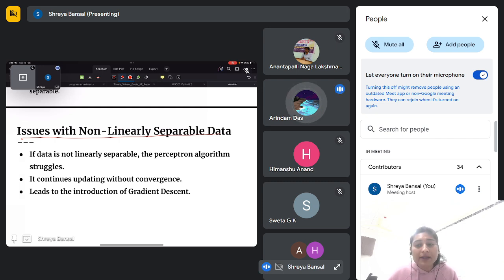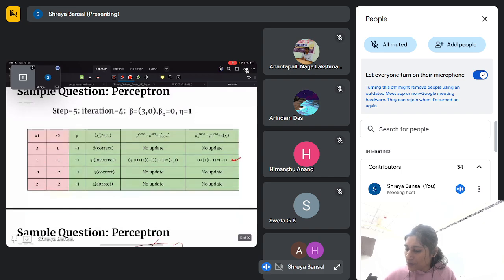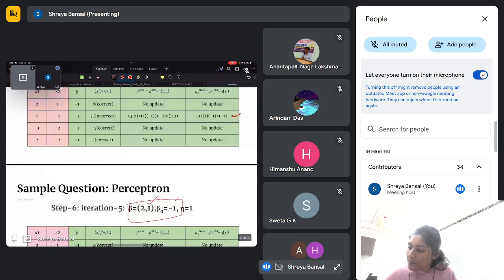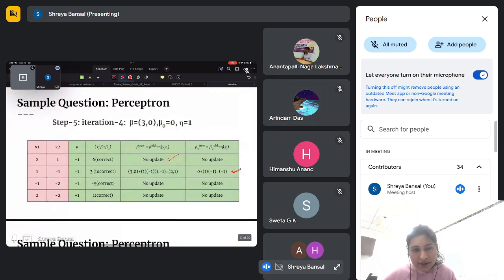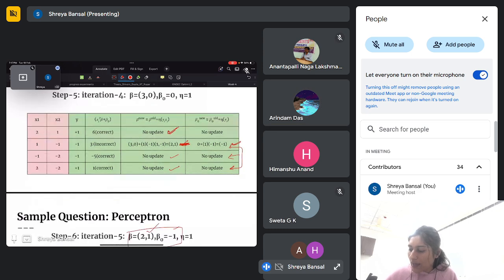Ma'am, can you repeat why the last zero was not incorrect? I just missed it. In the previous step, there is no update. Here the point is updated, then no update and no update. Because for this hyperplane updation, all three are updated, and only this one is to be checked. So I just checked it here.